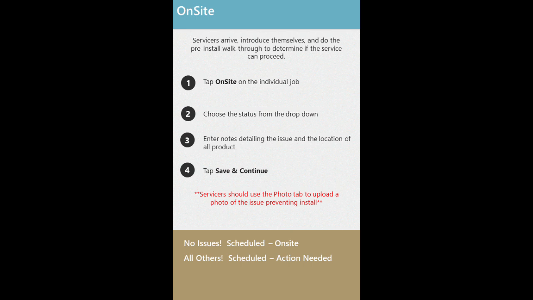Orders marked no issues will update the Dolly job status to scheduled on-site, and all others will update to scheduled action needed so that CRST can update with the client and/or the customer. Some clients may require the servicer to reach out to CRST to report the issue from the customer's site.